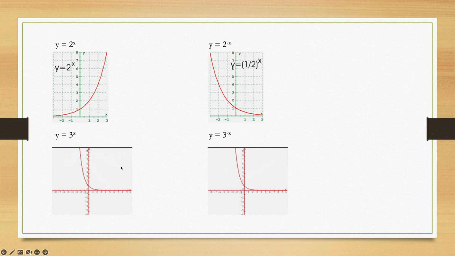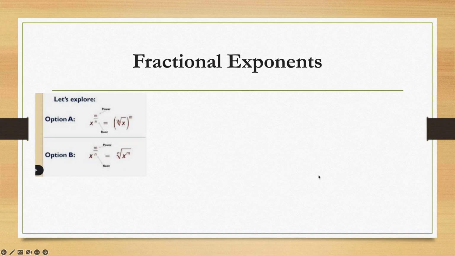3 to the x is not the correct graph. I don't know how that got put there. I must have made a mistake. The 3 to the x graph looks very much like the 2 to the x graph. So in each case, it's just the reciprocal of the preceding one. It's a reflection over the y-axis.